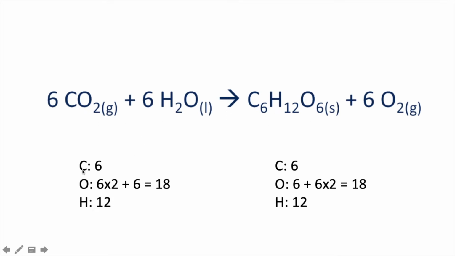For example, carbon. How many carbons do we have in the reactants? 6. How many oxygens? 12 plus 6, so 18. And how many in the other part? 6 also, and 18. And the same with hydrogen. So we're going to learn how to balance the chemical reaction.